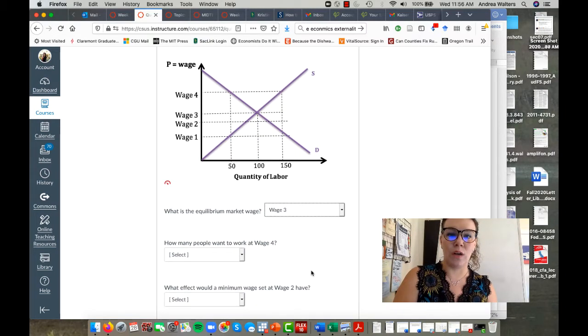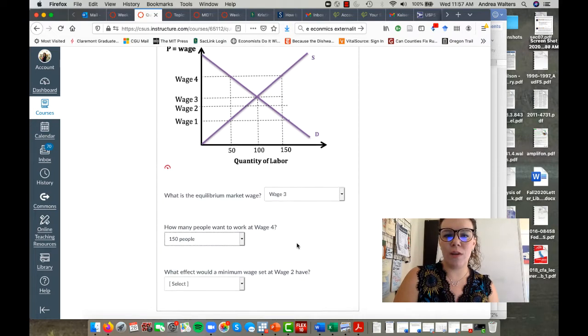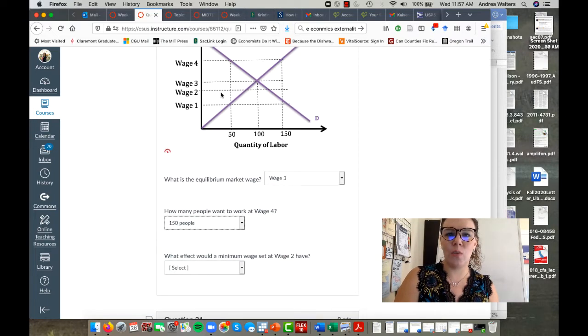How many people want to work at wage 4? Well, at wage 4, labor supplied to the market, people who want to work, is 150 workers. So we just go ahead and follow wage 4 over to how many people are willing to supply their labor to the marketplace: 150. What effect would a minimum wage set at wage 2 have?